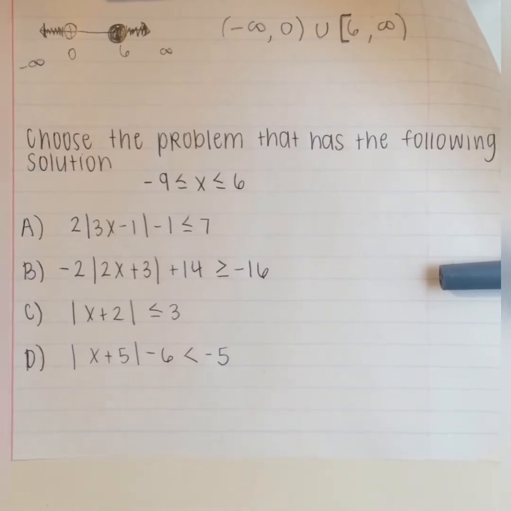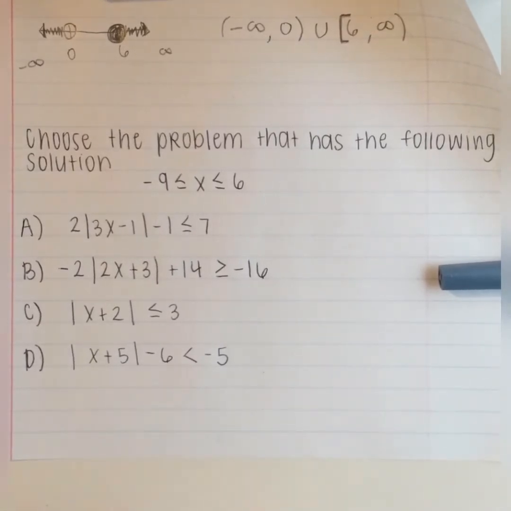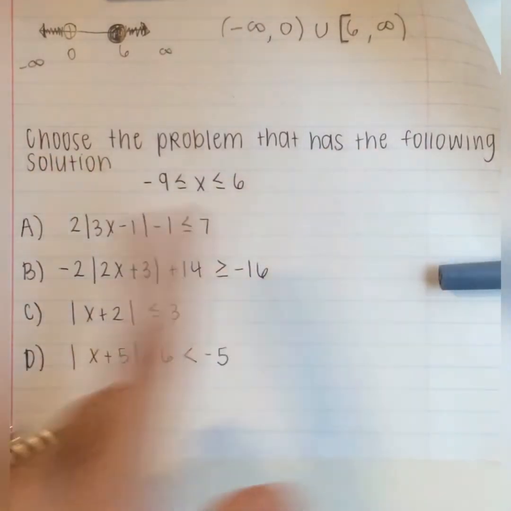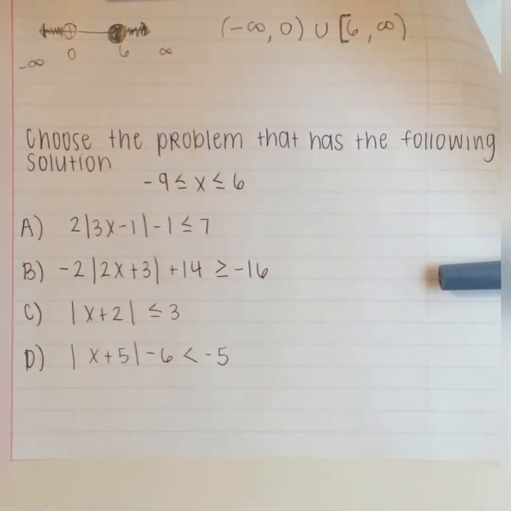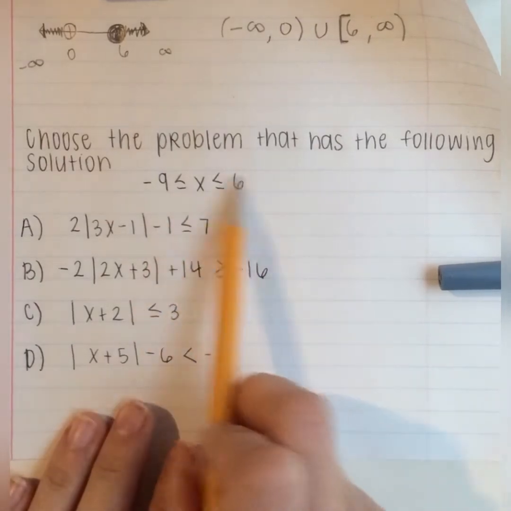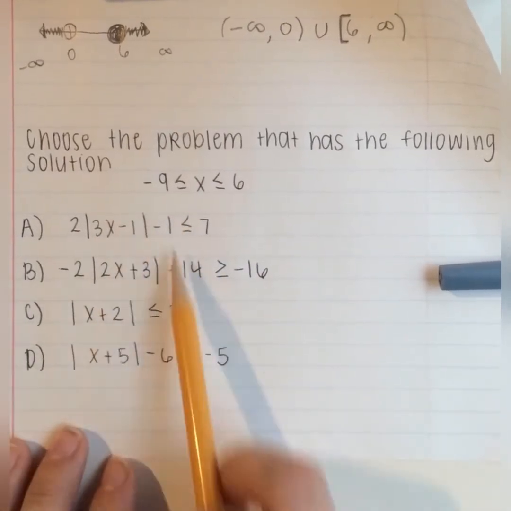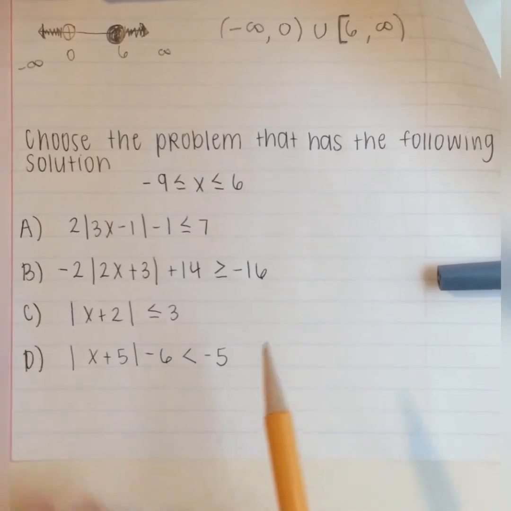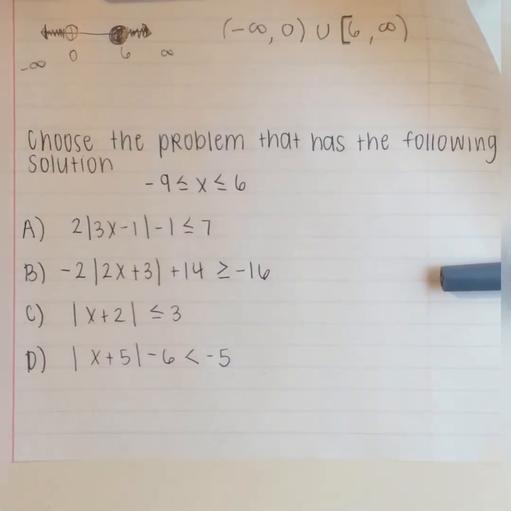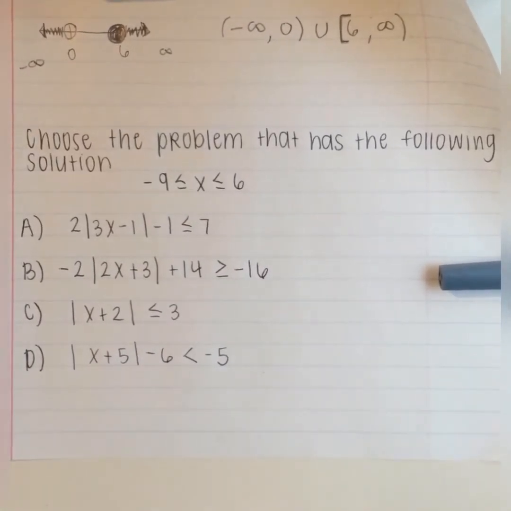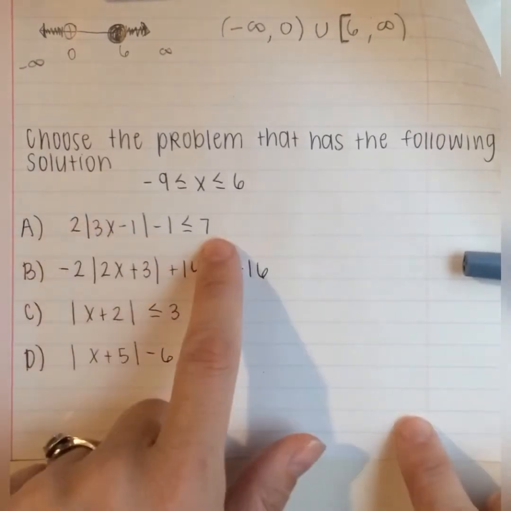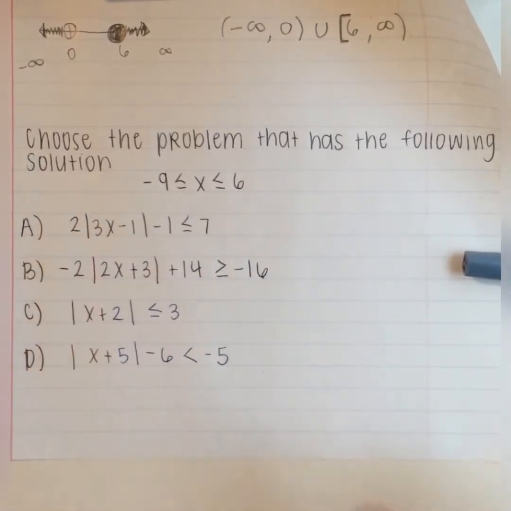Just a little bonus note on your assignment for today, you will see a question that looks like this, or a few questions similar to this, where it says choose the problem that has the following solution. So it's giving you the answer already. It wants you to figure out which of these would give you this answer. So you may have to solve a few of them before you actually find the right one that gives you this answer.